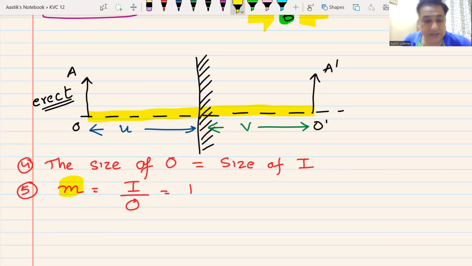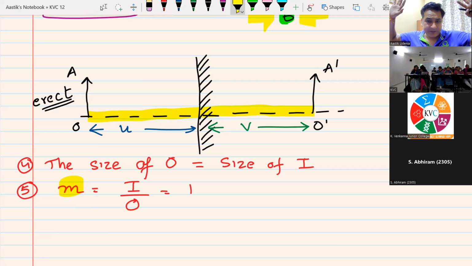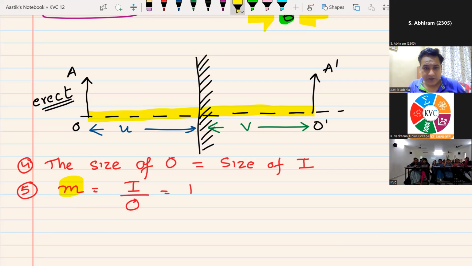Magnification is image ka size or image ka height divided by object ka size or object ka height. That will be equal to 1. I hope everyone is there with me. Yes or no? Can I have some raise hand from everyone that we understand this? Okay, so far so good, Abhiram.